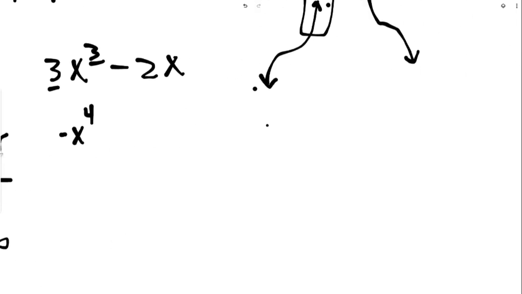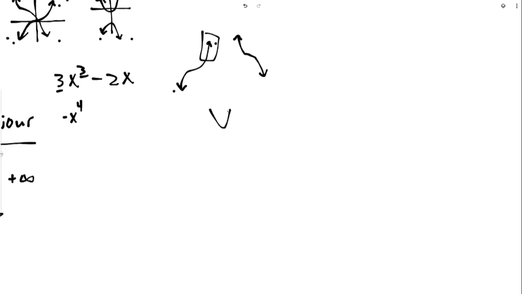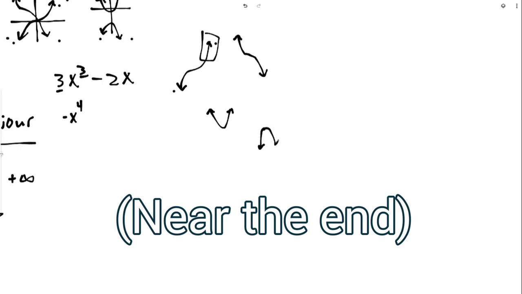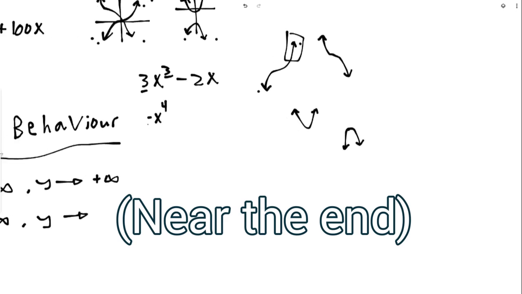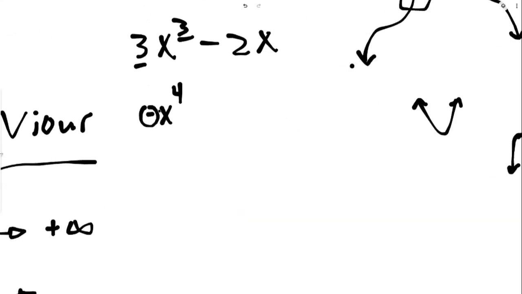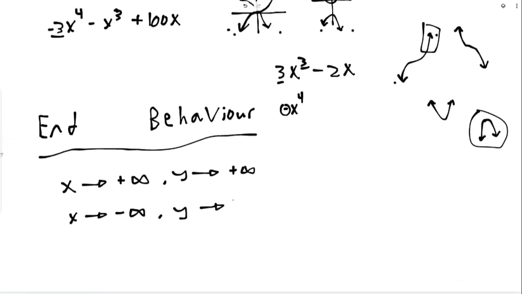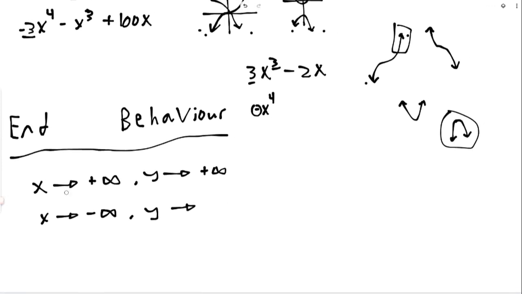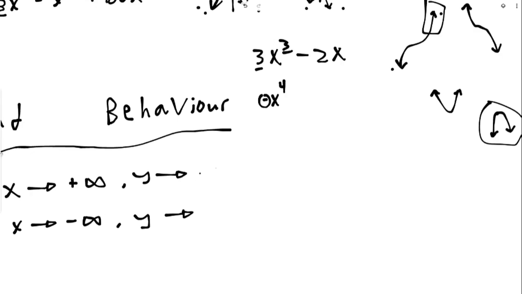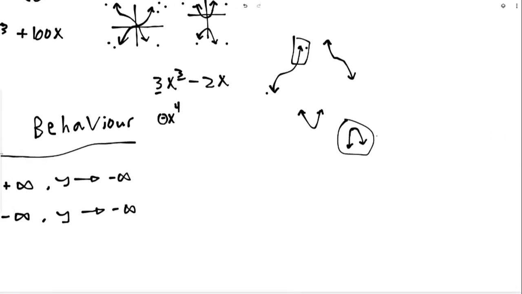In this case the degree is even. Let's draw what an even one looks like. It either is going to look like this, or it's going to look like this. The leading coefficient is negative, so it's going to be this one. So when x approaches positive infinity, y approaches negative infinity, and as x approaches negative infinity, y also approaches negative infinity. Very straightforward.